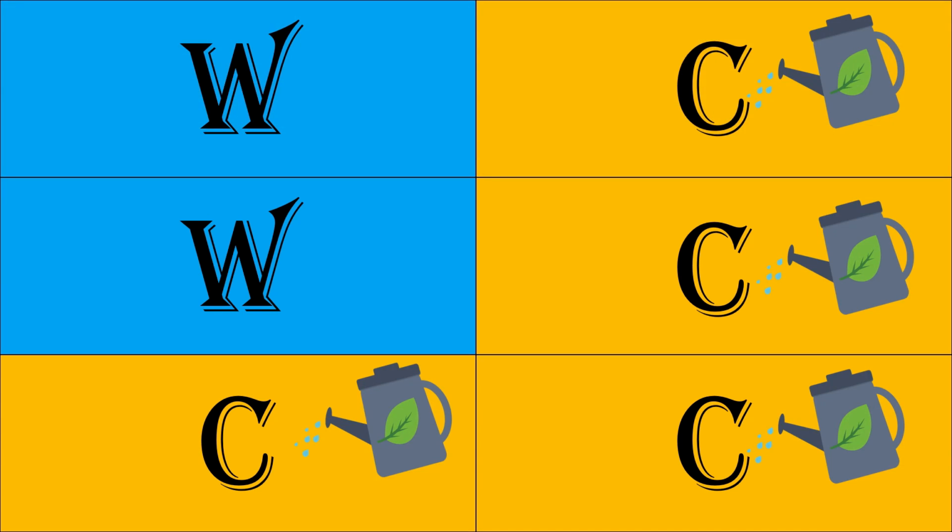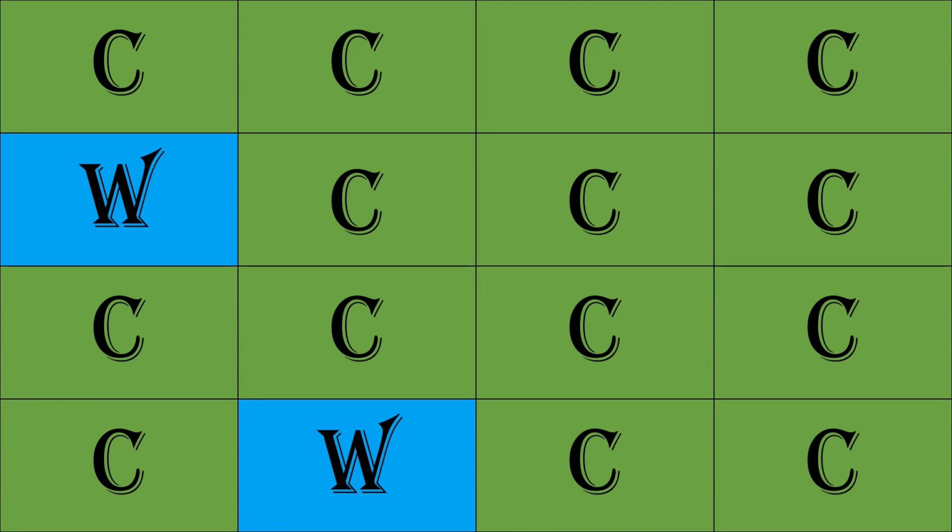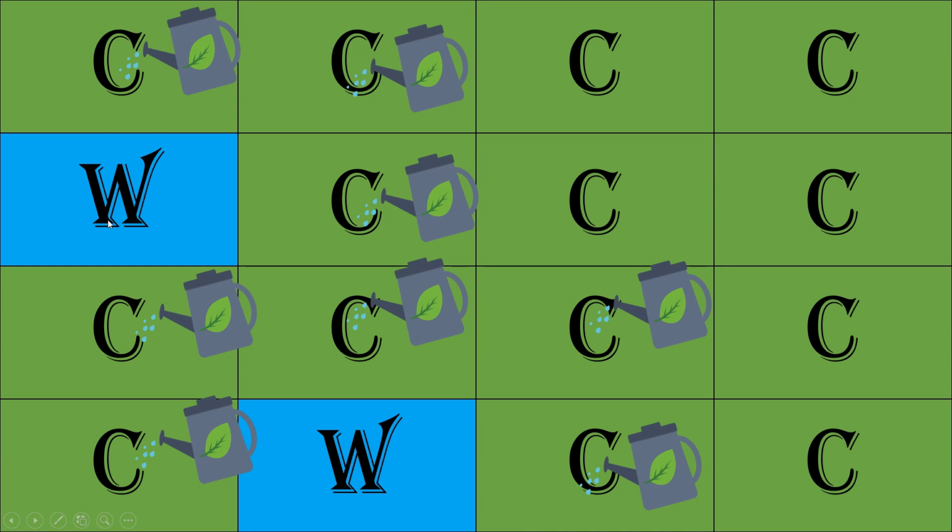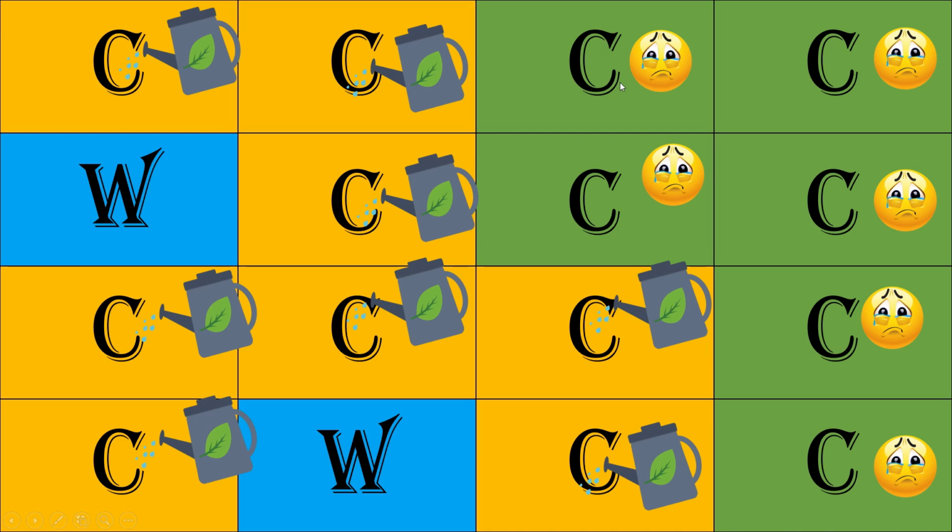So let's see another example. Here the water source is present in only the 2 fields. So the nearby crops are these, and all these nearby crops are hydrated, but the remaining 6 crops are not hydrated. So the program should return false. So this is our question.